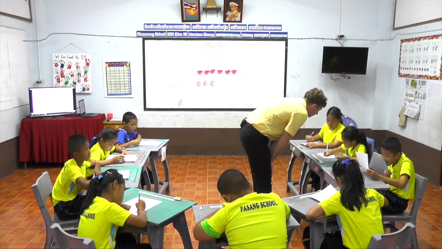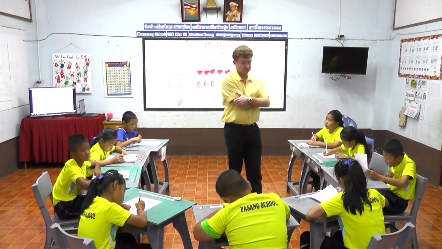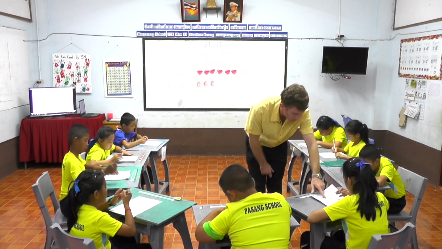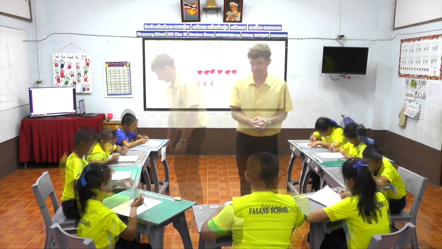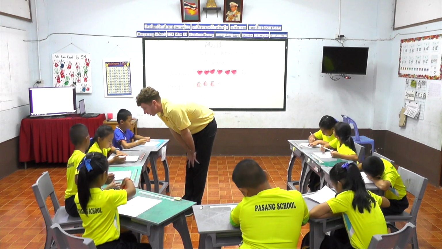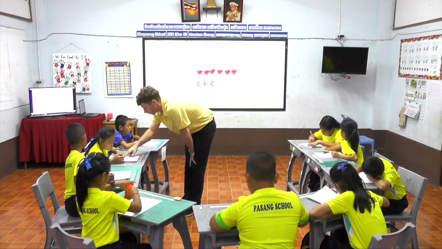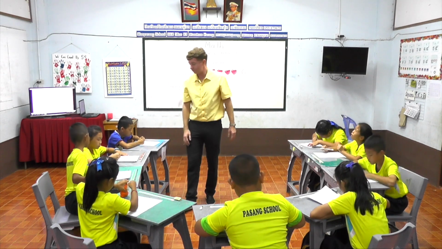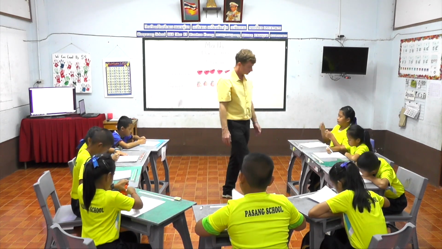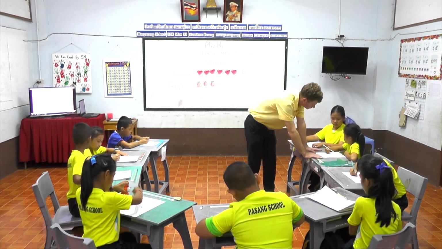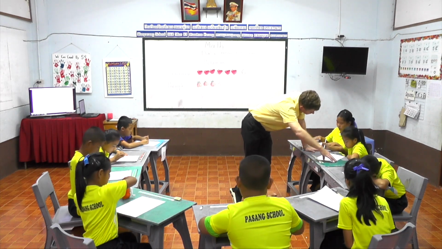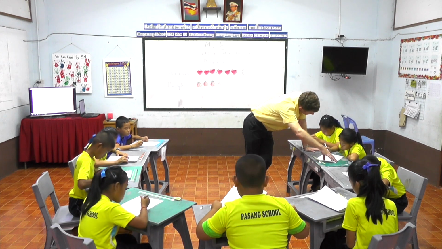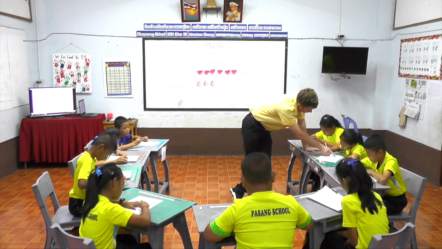And then how many goats are there? So we can count up the goats. How many goats can we see? 4. 4. Okay. So how many goats are there? 1, 2, 4. 4 goats. How many? Can you read how many?